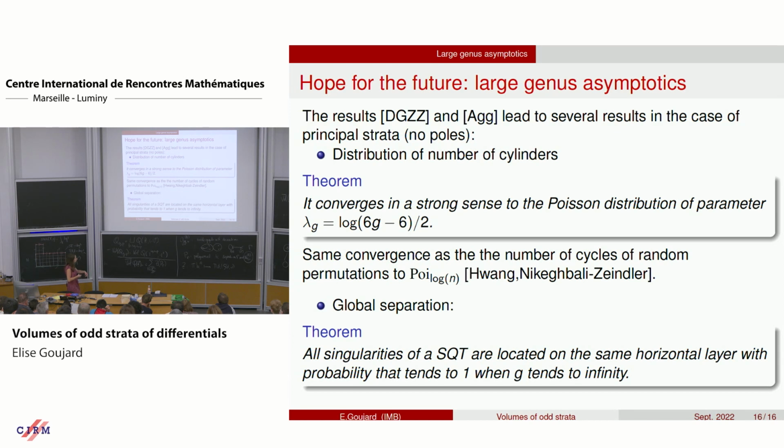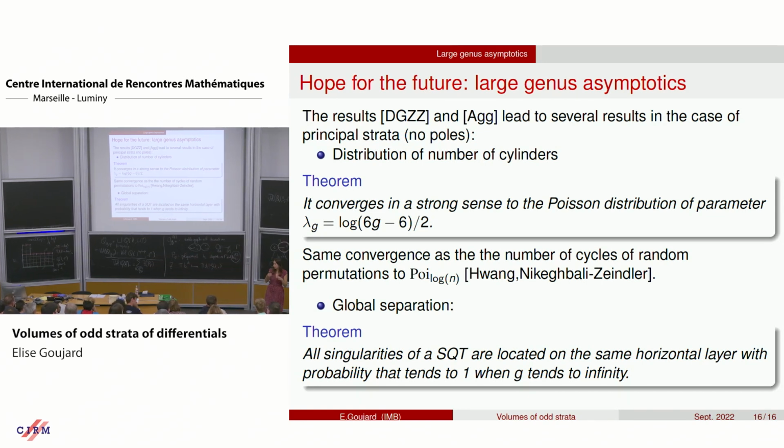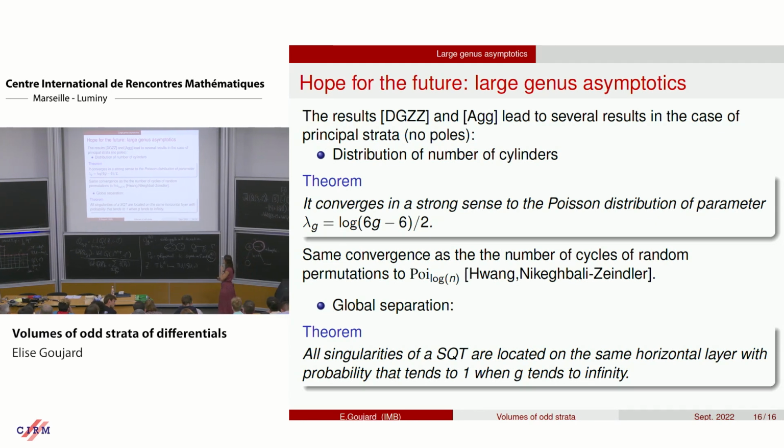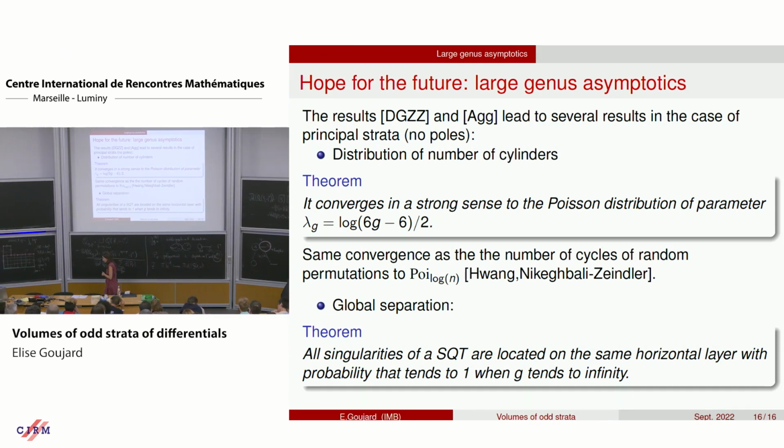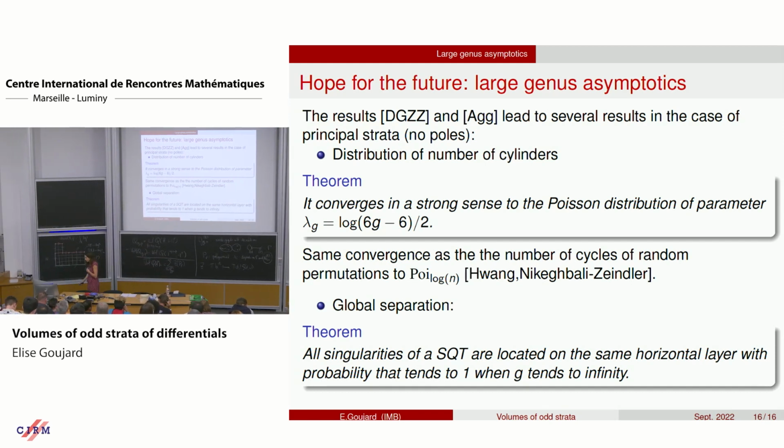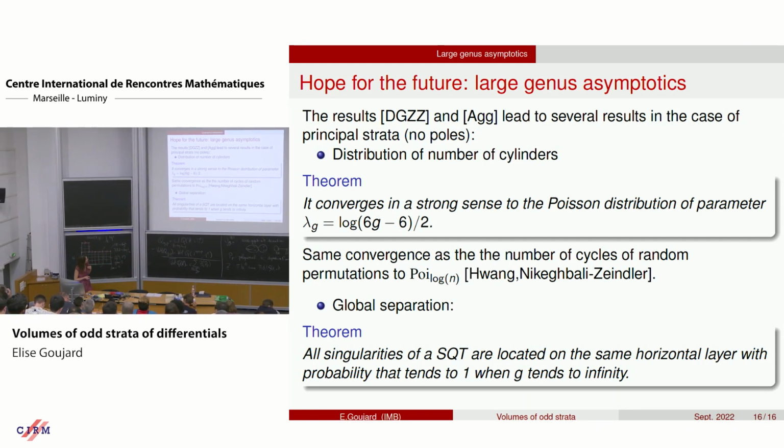Another type of result that you can get is that, when you look at large genus square-tiled surfaces, with high probability you will see all singularities on the same layer. It means that when you cut the surface along the cylinders, you get only one connected component as the genus tends to infinity. All this you can analyze through the formula via the sum over stable graphs.